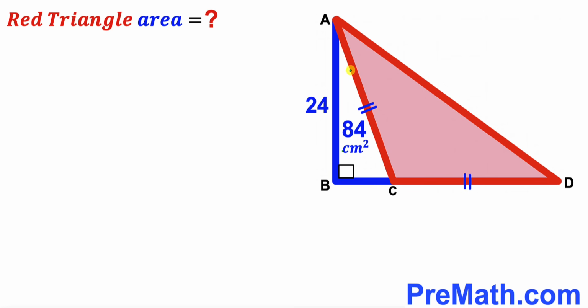Moreover, the area of this blue triangle has been given to us as 84 centimeter square, and the AB side length of this triangle is 24 centimeter. And once again, bear in mind that this segment AC equals this segment CD. Now our task is to calculate the area of this red triangle ACD.